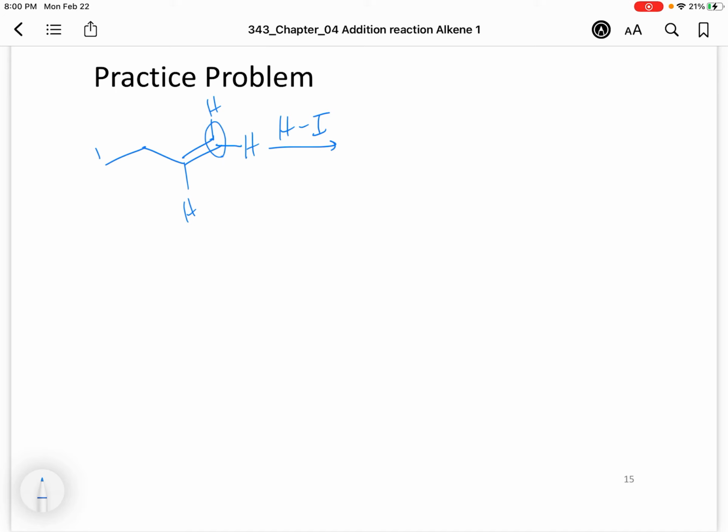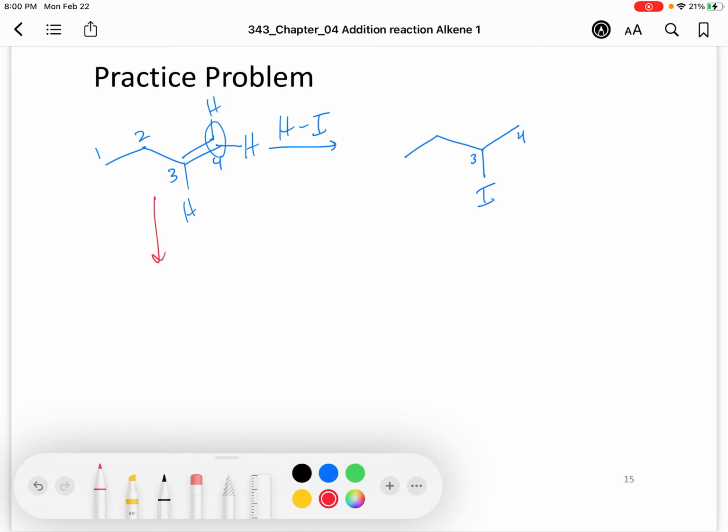That means in the product, I'm going to draw everything that didn't change. I know I have 4 carbons. There are my 4 carbons. On carbon 4, I know that it got another proton. I don't have to draw it in because it went from 2 protons to 3, which means that it's a methyl. Now, carbon 3 is the one that got the I minus. So I could simply draw this as my product. It's also very useful to be able to walk through the mechanism. So let's do that.